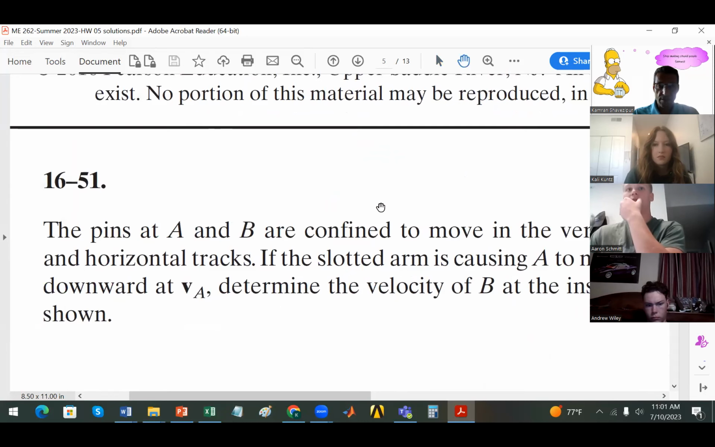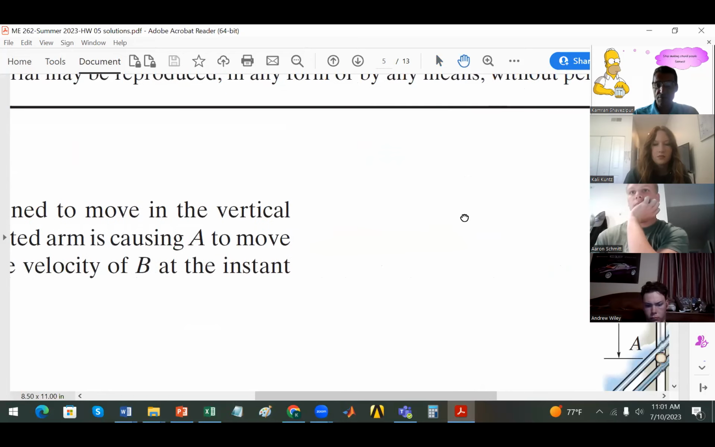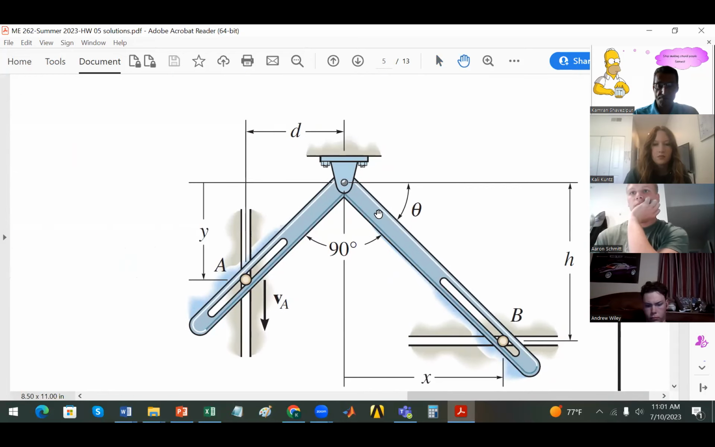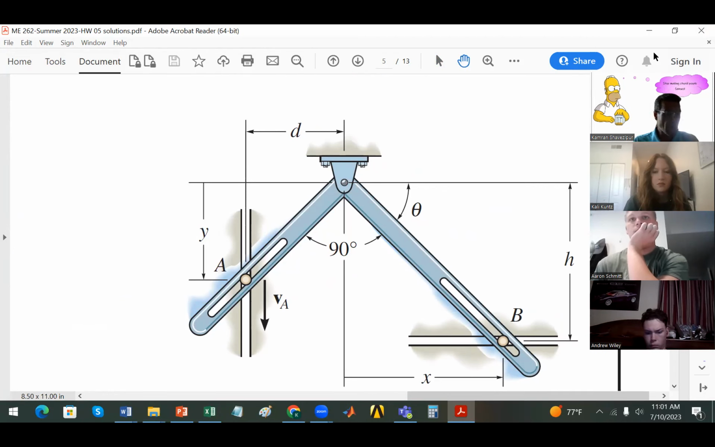This is the problem, right? The pin is confined to move vertical or horizontal. If the slotted arm causes A to move downward with VA, determine VB. So this is a part of geometrical analysis, or as we call it, absolute motion analysis.